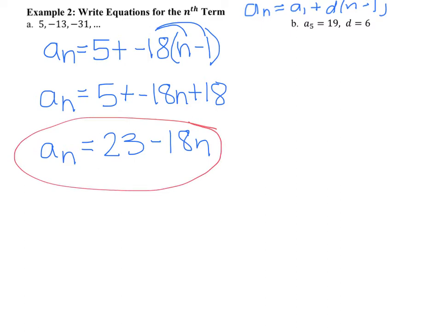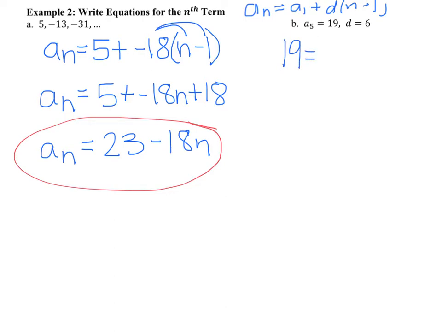We can go ahead and do that for the second equation as well. So again, we want to start off with our formula. Now this time is a little bit different because they gave us some information. So when they give you information, you just want to plug in what they gave you. So a sub n in this case, they gave us a sub 5 is equal to 19. So that's what we want to start with.